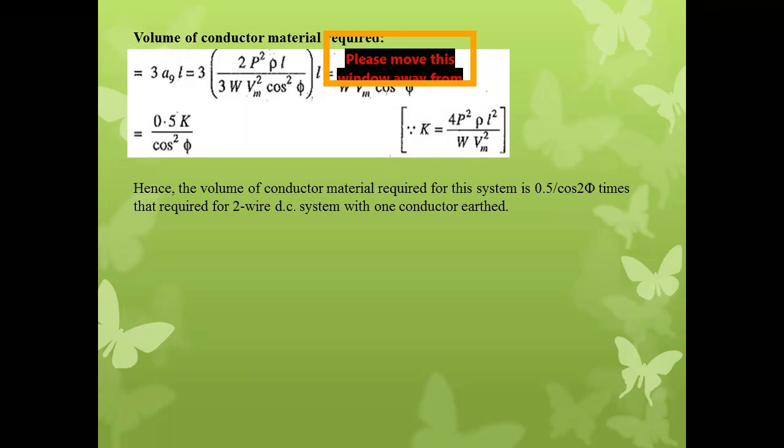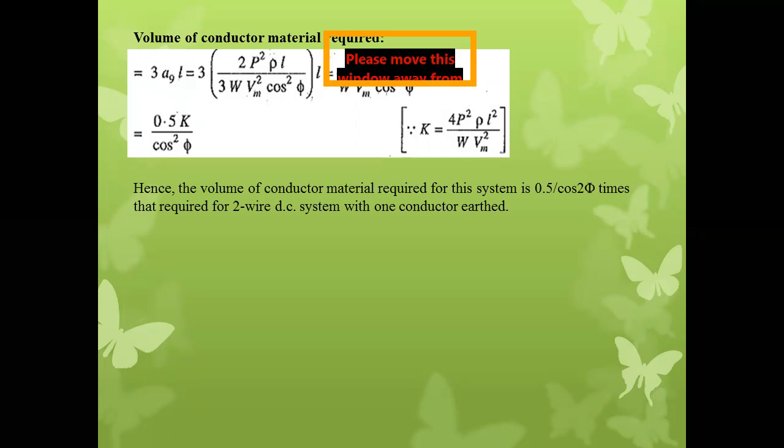Okay. So 1 by 2 means 0.5, and this 2 into 2 means 4. That means 4P square rho L square divided by 2 into W into Vm square cos square phi. This 1 by 2 is nothing but 0.5, and 4 into P square rho L square divided by W into Vm square is nothing but K. That's why 0.5 K divided by cos square phi is the value for the volume of conducting material required in terms of K.